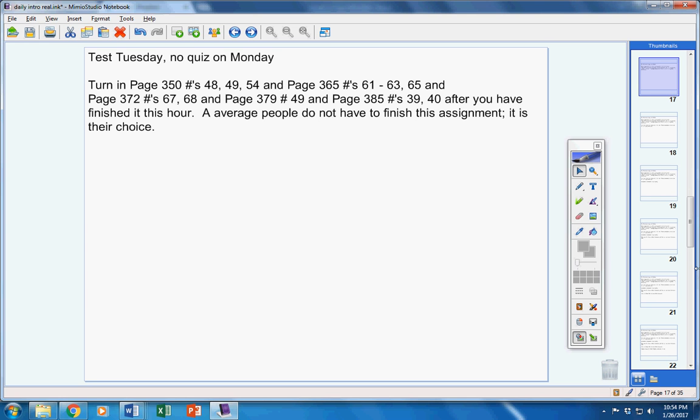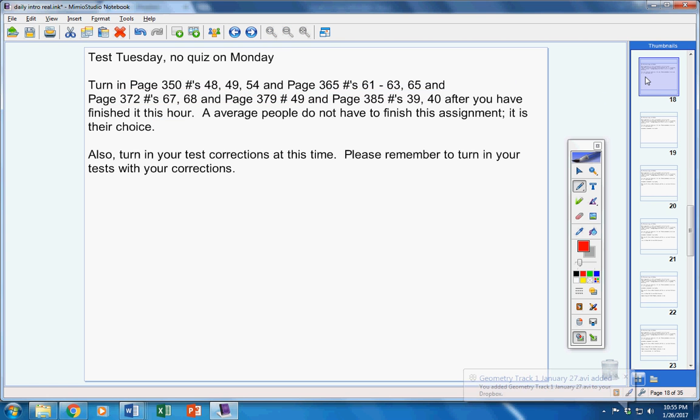Now, at this time, turn in this really long assignment here. I gave it to you yesterday. Turn it in after you have finished it this hour. So it is due today after you finish it. Average people do not have to finish this assignment. It's their choice, okay? Also, turn in your test corrections now at this time, please. Please remember to turn in your tests with your test corrections.